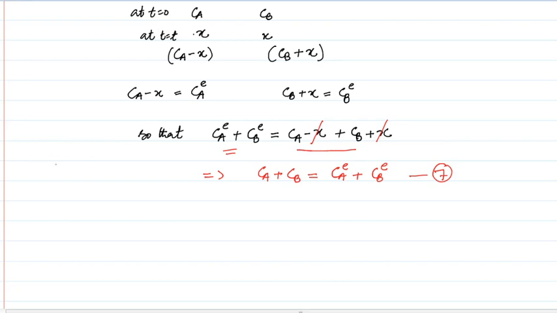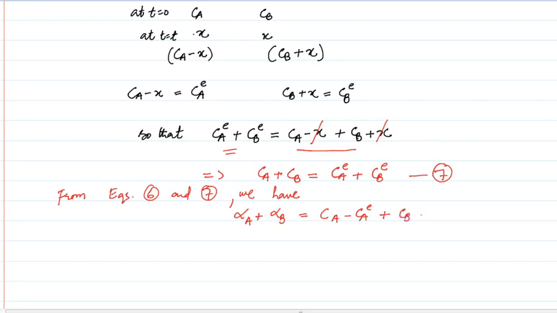So from equations 6 and 7 we have, that means we can write alpha A plus alpha B, which is equal to, putting the value of alpha A, that was equal to Ca minus Ca equilibrium, and alpha B was equal to Cb minus Cb equilibrium.